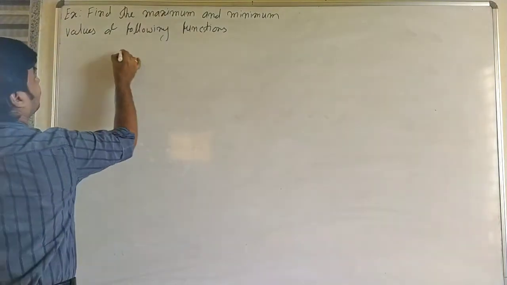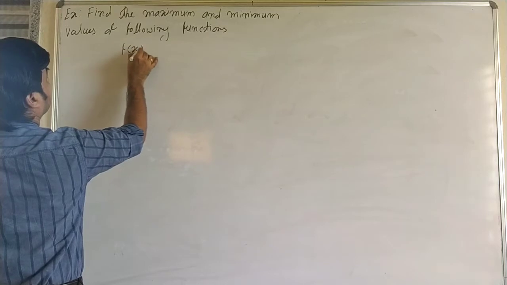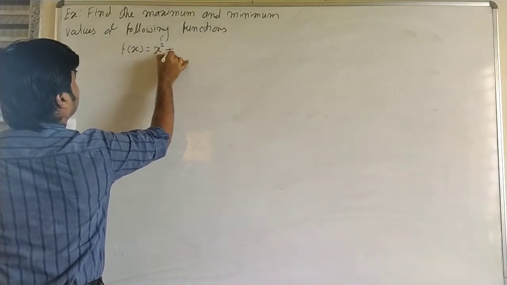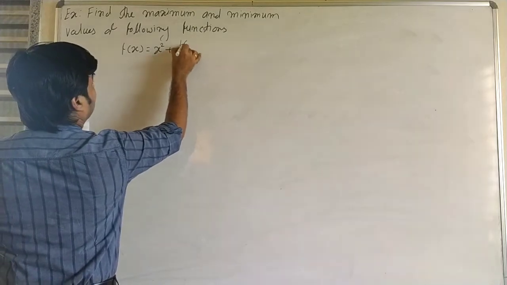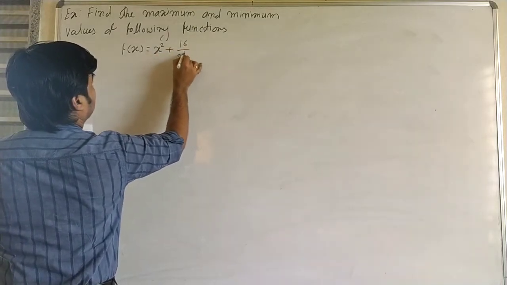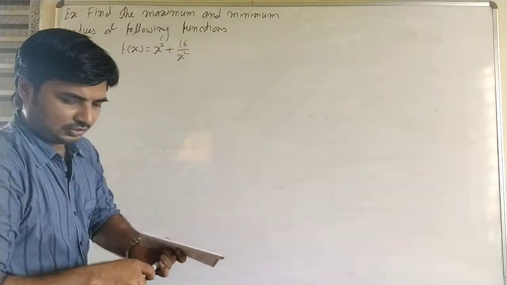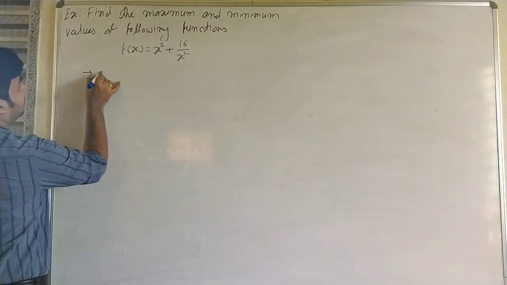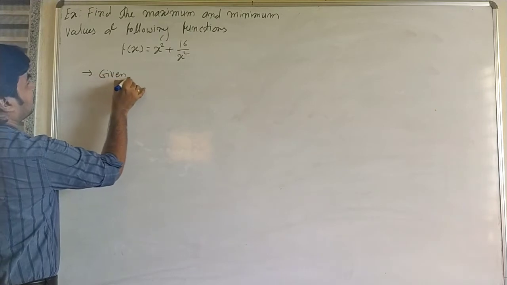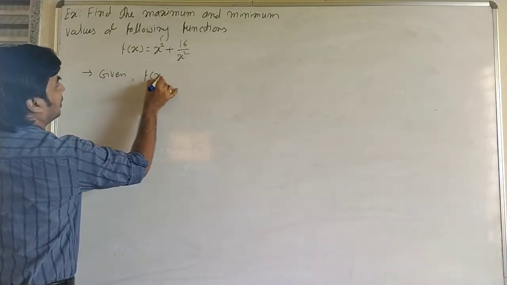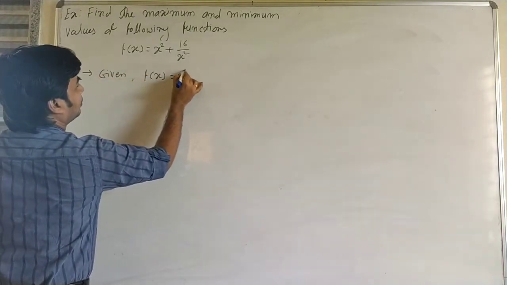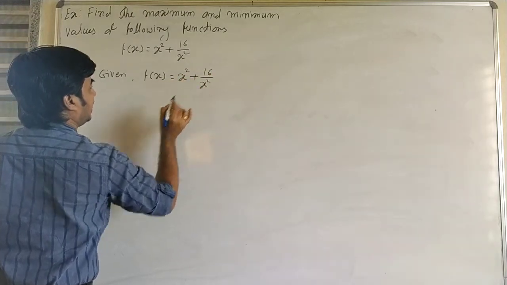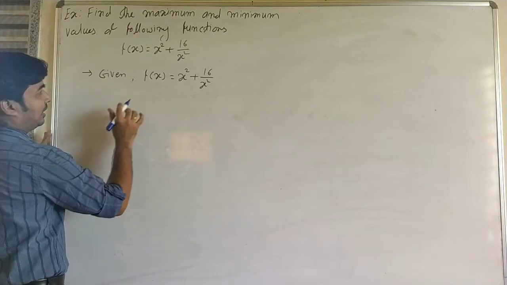Next, f of x is equal to x square plus 16 upon x square. It is a function. Given that f of x is equal to x square plus 16 by x square. Now find the derivative.